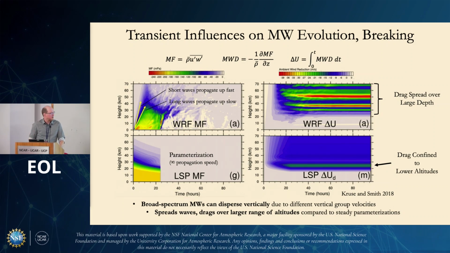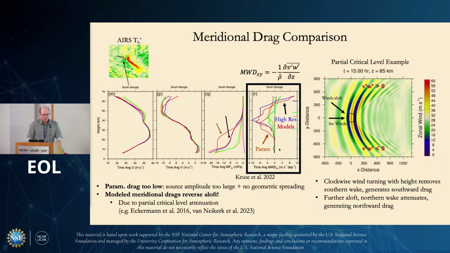So this is another effect that I think happens in reality that is not represented, and might be one of the reasons why we see too much drag at too low an altitude and too little further aloft. And the final result that I'll highlight from this paper is looking at the meridional drags.